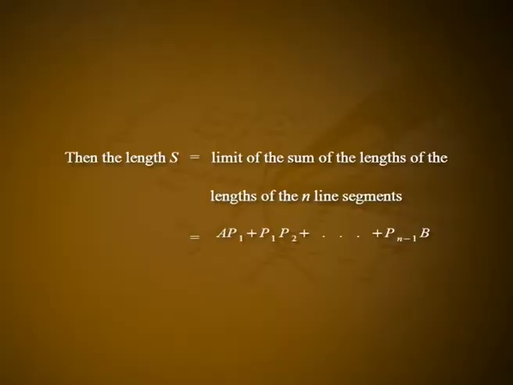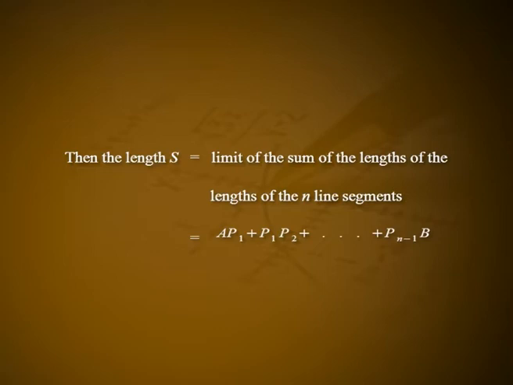Cartesian form. Let S be the length of the arc of the plane curve C included between 2 points A and B, whose abscissae are a and b. Let y is equal to f of x be the equation of the curve C in the Cartesian form with a less than or equal to x less than or equal to b. Divide the curve into n segments by n points Pk (xk, yk). Then the length S is equal to the limit of the sum of the lengths of n line segments, which is equal to AP1 plus P1P2 plus etc.